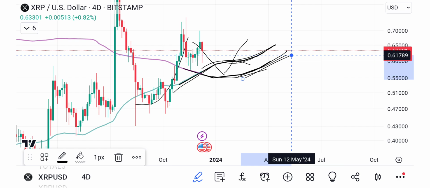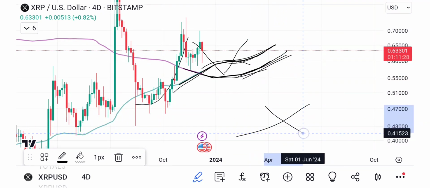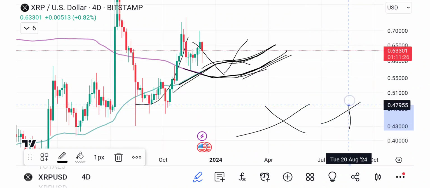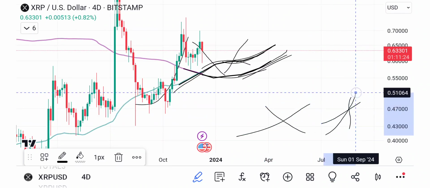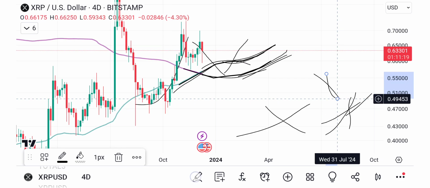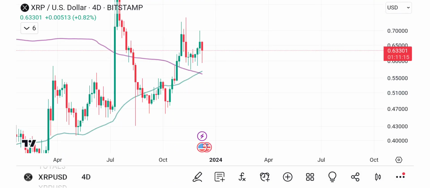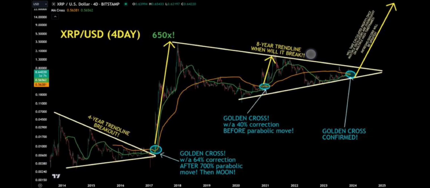So just something to point out there on XRP and moving averages. Moving averages can go like this. They can go like this, right? Where they're both pointing up, or they're both pointing down, right? So, just wanted to point that out because I saw this here.